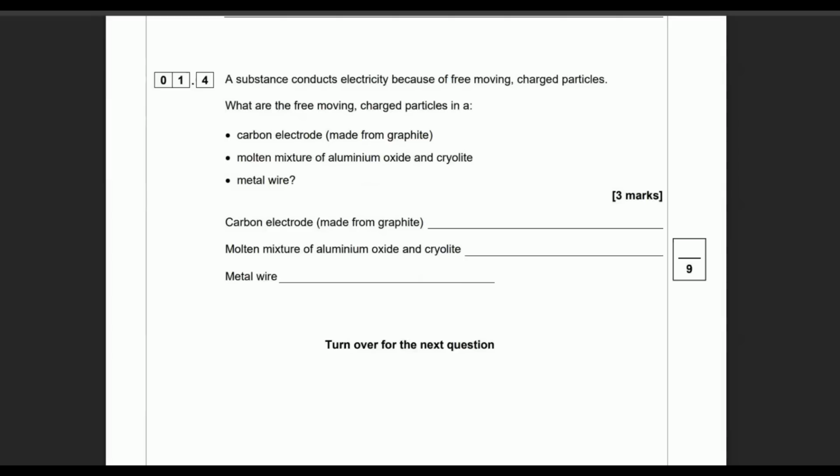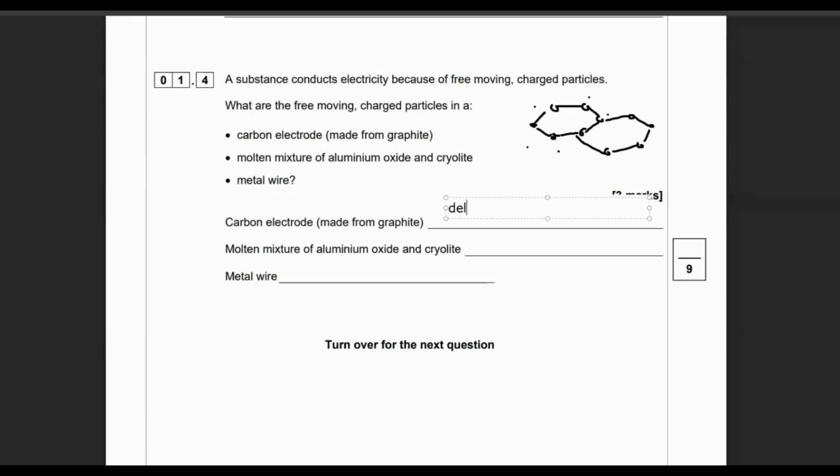So in graphite, I'm just going to show you. Graphite is a giant covalent structure. You need to learn this structure, by the way, if you don't know it. Each carbon atom is bonded to 3 other carbon atoms, okay? And that means that carbon's in group 4. It means there's a free electron hanging about for each one of these carbon atoms. It's arranged in layers, and those electrons can carry charge throughout the graphite structure.